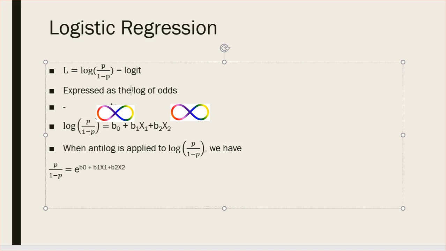And the equation for logistic regression can be represented as logit or the log of odds. And the formula for logistic regression can also be formulated as the anti-log, which means when you take the anti-log of the logit, this is what we have. As you can see from this equation, the right hand side is being exponentiated.